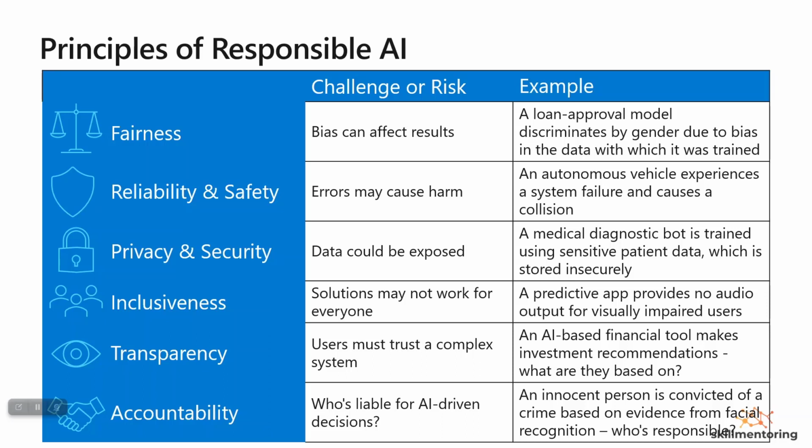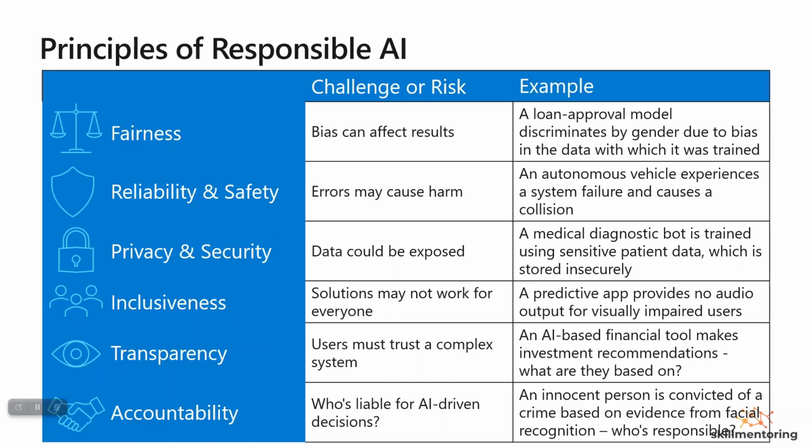The data could be exposed. Now, when it comes to privacy and security, there has been a lot of talk about protecting the customer data, protecting the data about users, and artificial intelligence should be configured in such a way that it does not leak or it does not allow the data to be exposed. There can be several hazards for that. For example, a medical diagnostic bot is trained using sensitive patient data, which is stored insecurely.